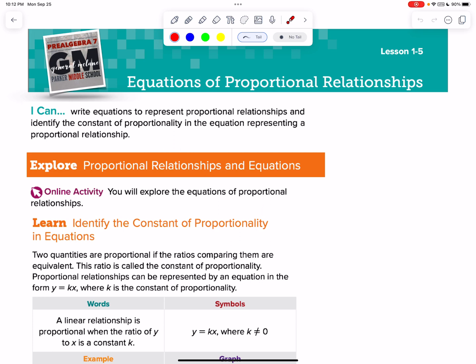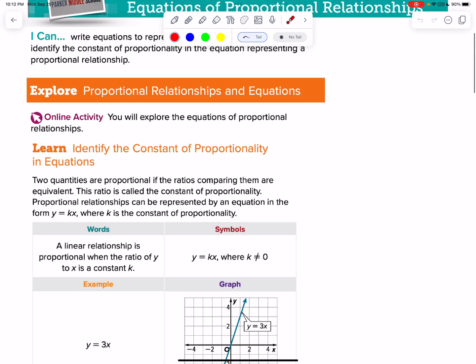So your I can statement says I can write equations to represent proportional relationships, and from that also identify the constant of proportionality, or the COP, in the equation that is a proportional relationship. Okay, so let's break down what that means.